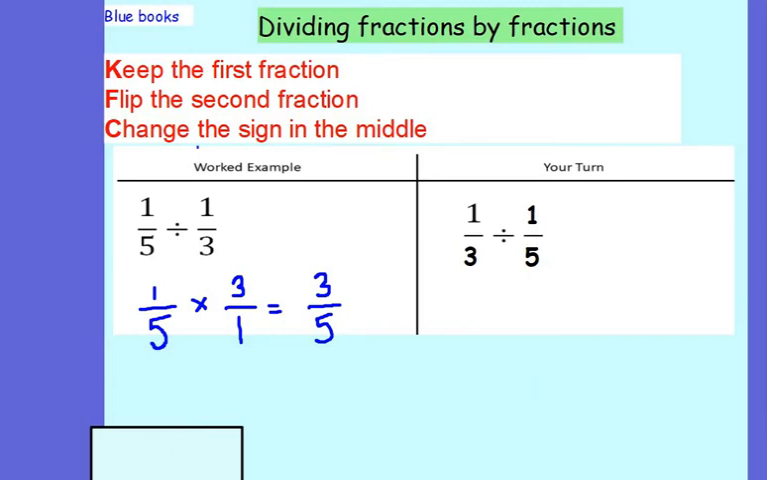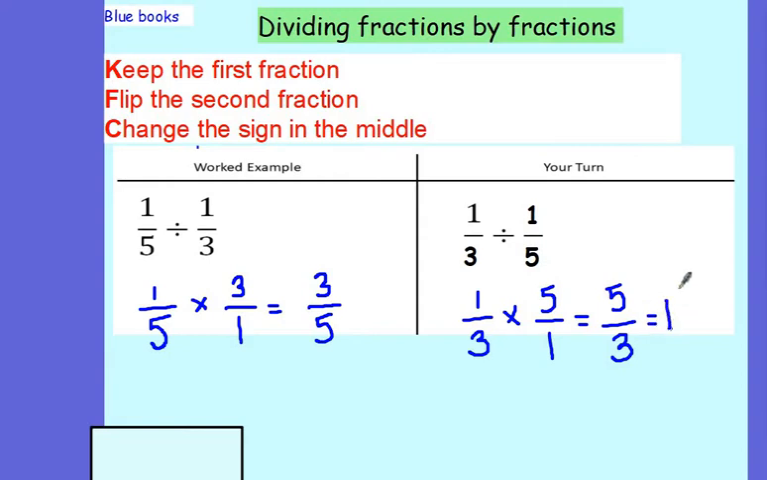Let's go through it to check you've got it right. This time I keep my first fraction, which is a third. I flip my second fraction to become 5/1, and I change the sign to a multiply. I've now got 1 times 5 on the top, which is 5, 3 times 1 on the bottom, which gives me 3. Ione, did you write that as a mixed number?